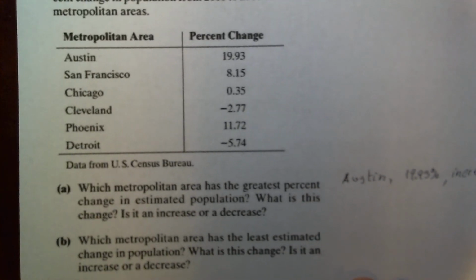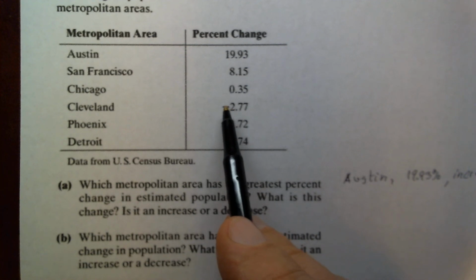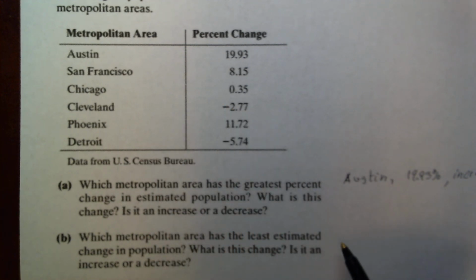Then the second part of the question is, which metropolitan area has the least estimated change in population? And what is this change? And is it an increase or a decrease? Again, we look at this, and the smallest one would be the Chicago metropolitan area, so Chicago. And the change was 0.35%. And because it's a positive number, this represents an increase.